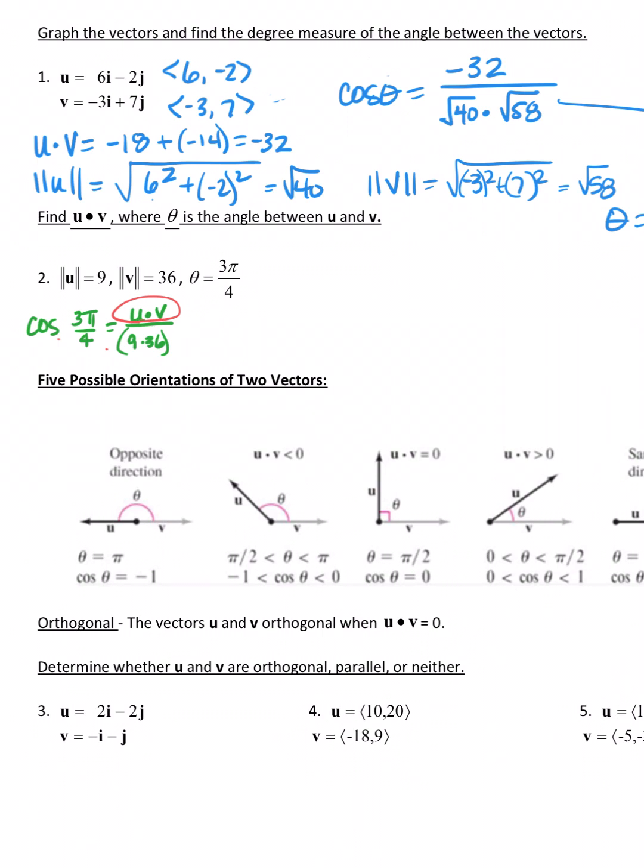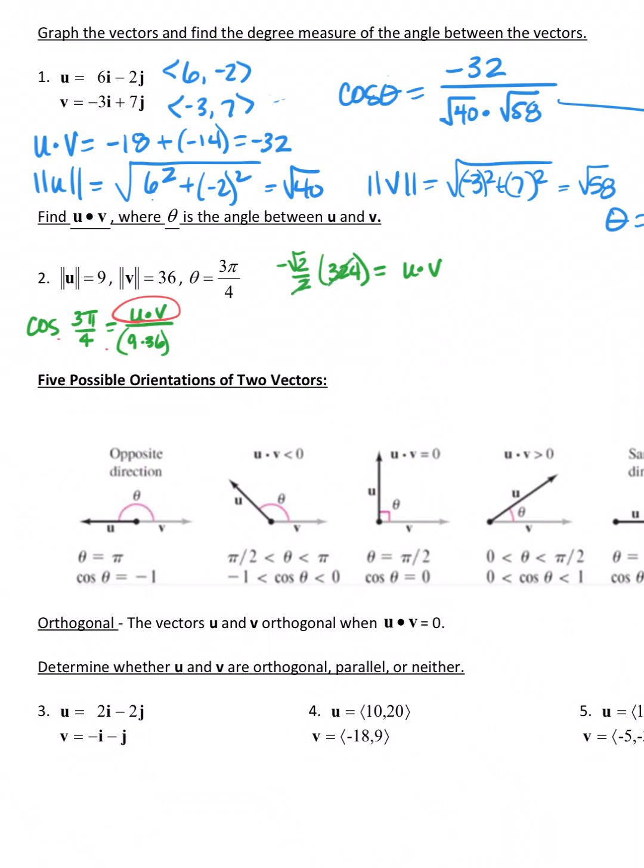Well, let's continue on. Looking at our unit circle, the cosine at 3 pi over 4 is negative square root of 2 over 2 times 9 times 36. Well, 9 times 36 is 324. That equals the dot product of u times v. So I need to clean this up, and I can.